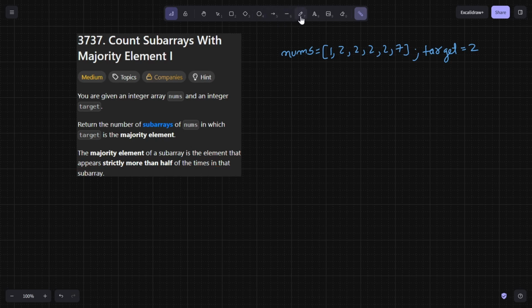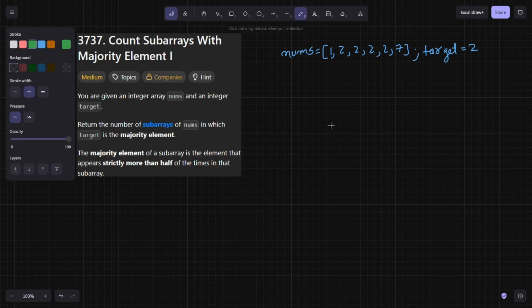array. Okay? So if we have a subarray like 1 2 2 2 3, and the target is 2, then the total number of elements is 5. Half of 5 is 2.5, so we need more than 2.5, and here 2 appears three times. So that is a majority subarray.